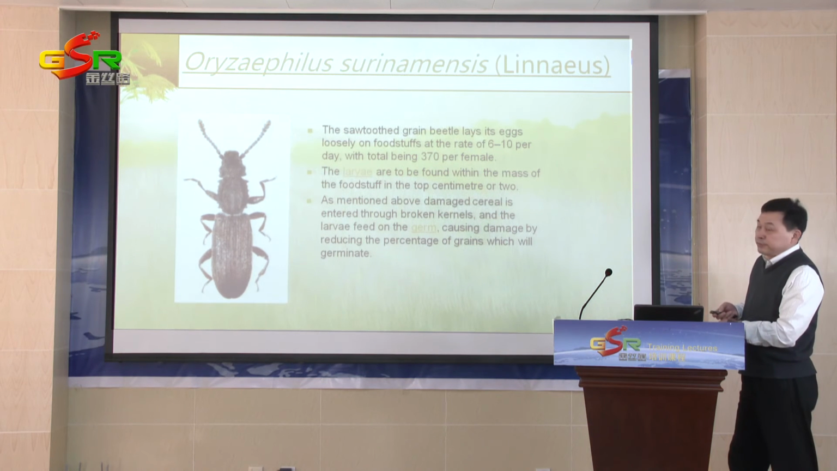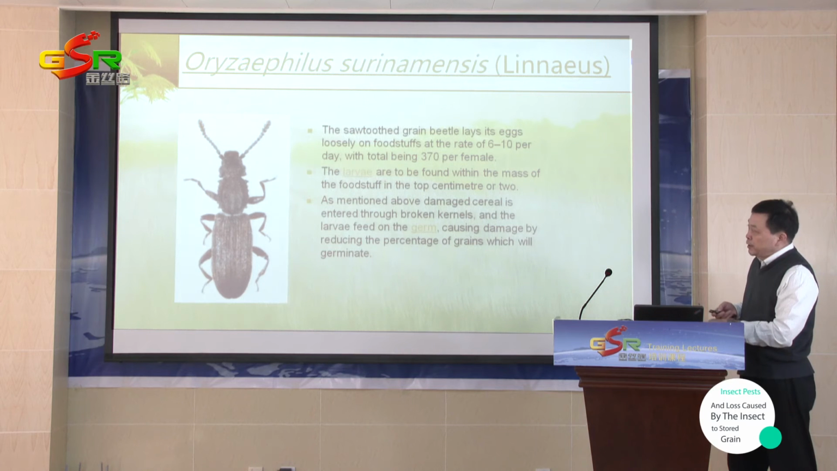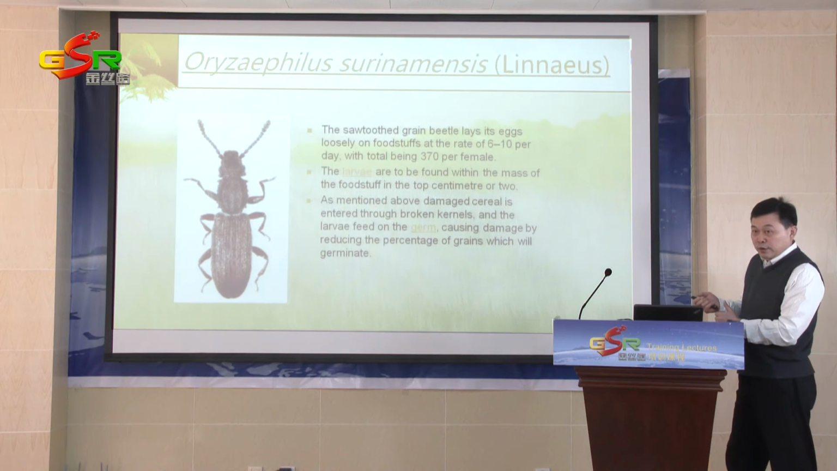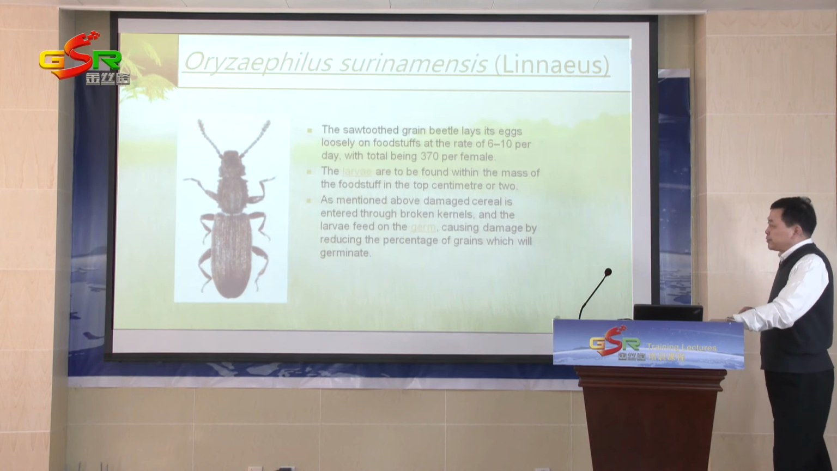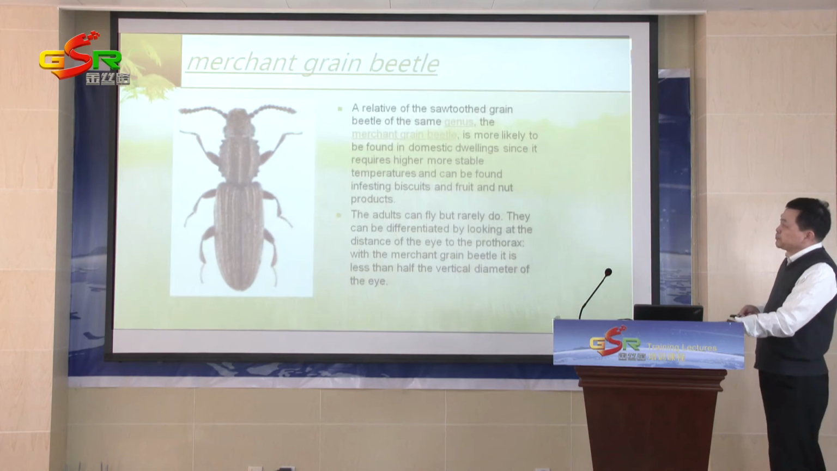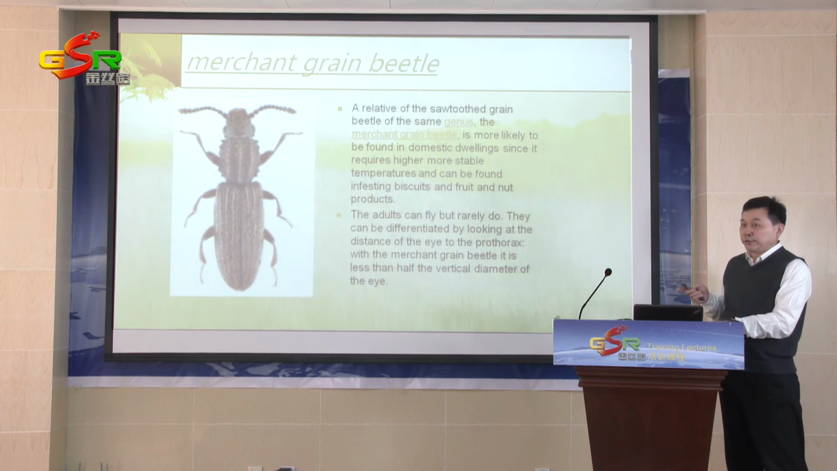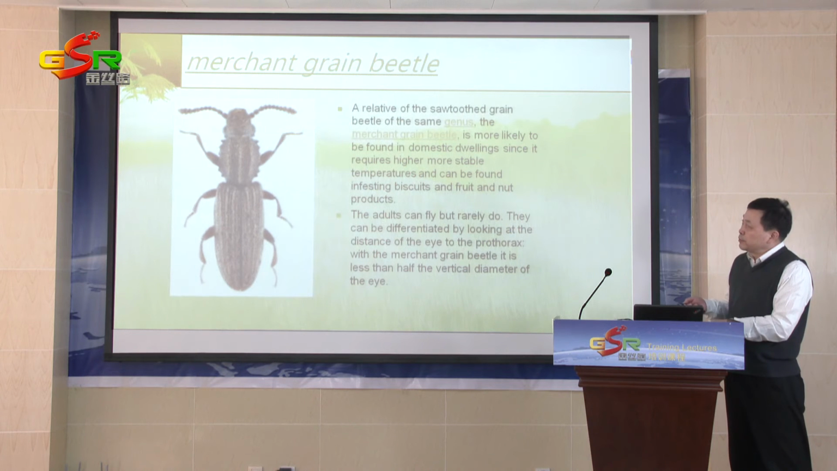Sawtooth green beetle is easy to be found in the rice, paddy rice. Its larva easily feeds on the germ of the grain or cereals. Another species is very similar to the sawtoothed green beetle. It is a merchant green beetle.